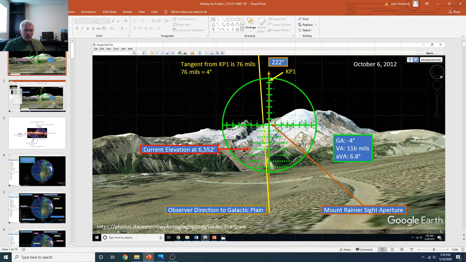All right, so the current elevation of this position that I was looking at across from me is the same elevation that I am standing on, and I'm looking at it right here, and that's at 6,552 feet above mean sea level, MSL, and Mount Rainier side aperture is right there.